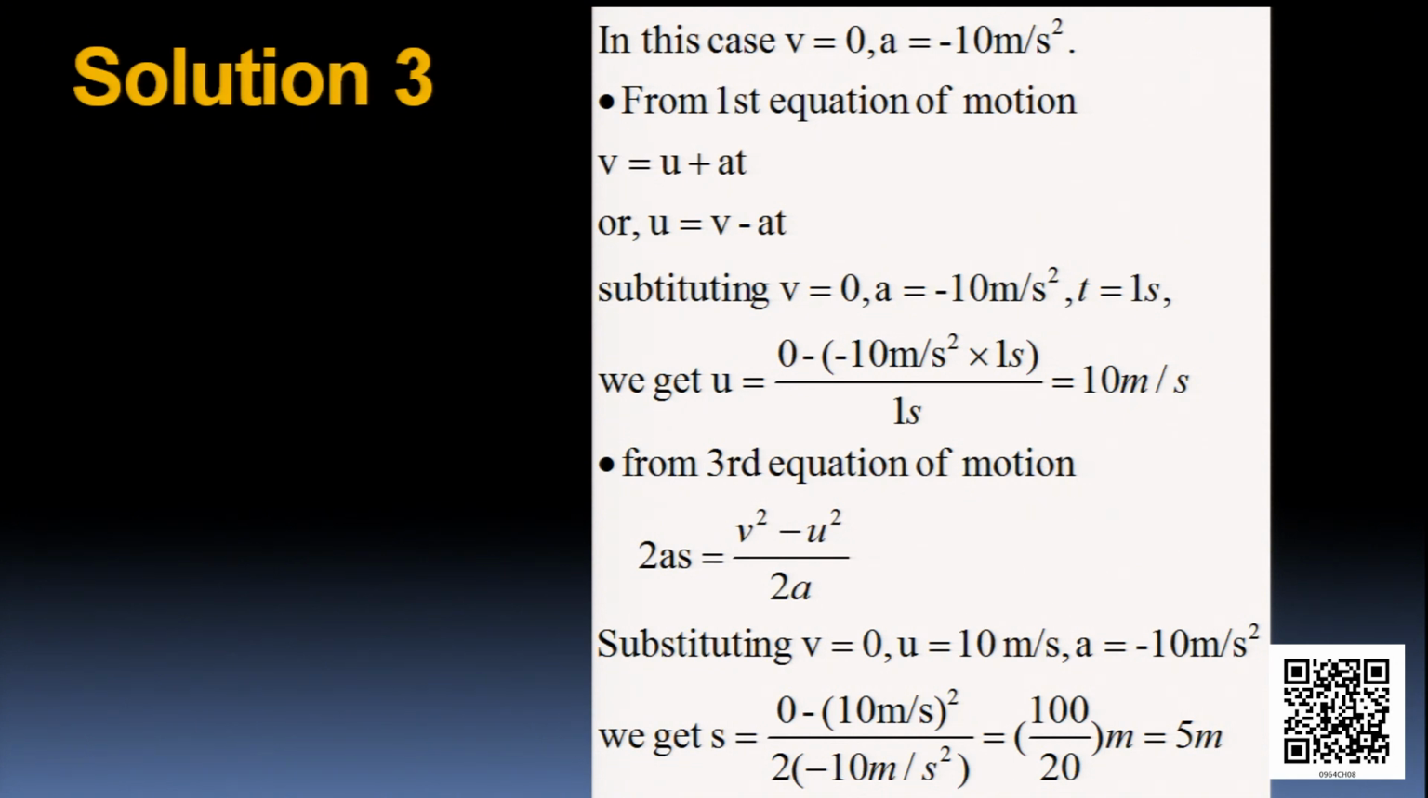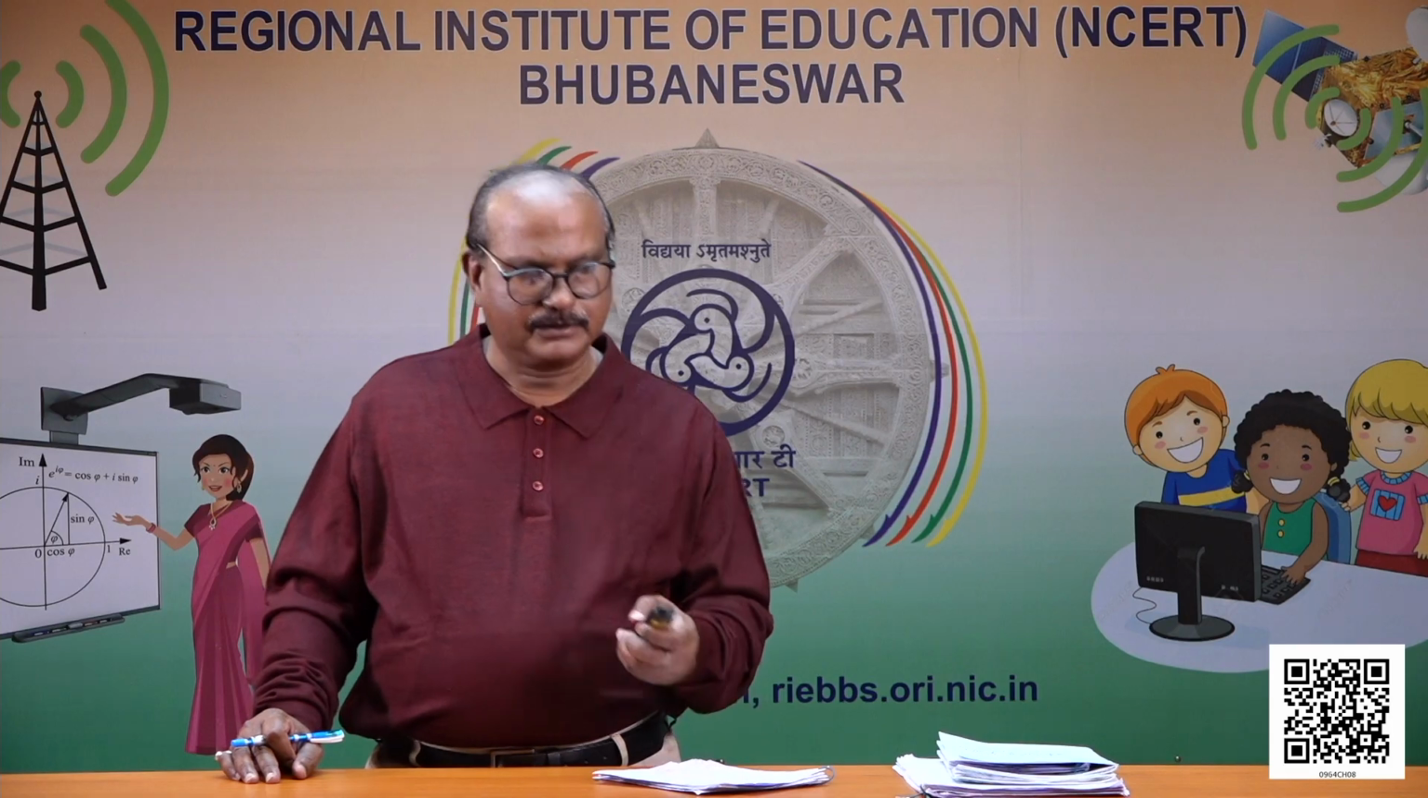Then from the third equation of motion, you know 2as is equal to v square minus u square. Then you substitute the values v equal to 0, u equal to 10 meter per second, a equal to minus 10 meter per second square. In the expression, s is equal to v square minus u square by 2a, which is 0 minus 10 meter per second whole square divided by 2 into minus 10 meter per second square, equal to 5 meter. Please check the calculation.